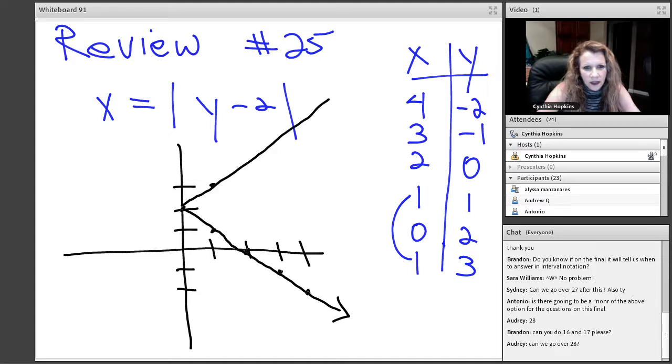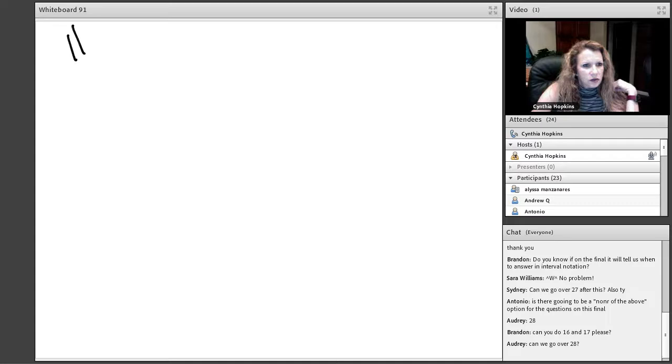Okay, so that's the graph of this. You know, they didn't ask you anything, but they could have said, is this a function? And no, it is not a function. It doesn't pass the vertical line test. Okay. All right. That's 25. Let's do number 26.